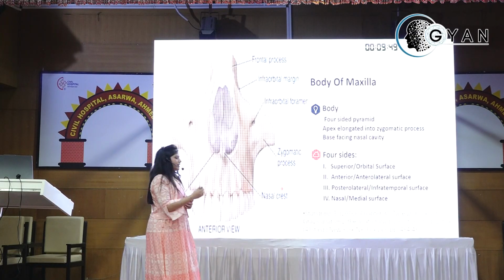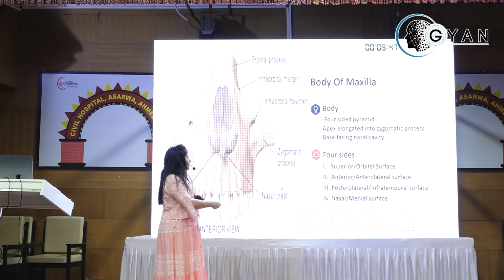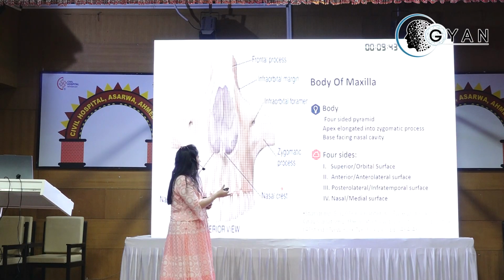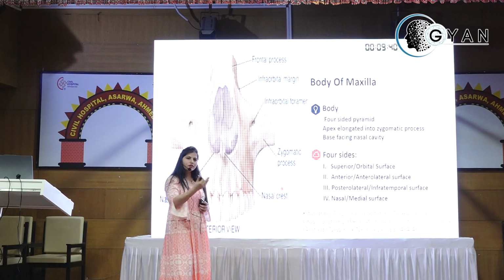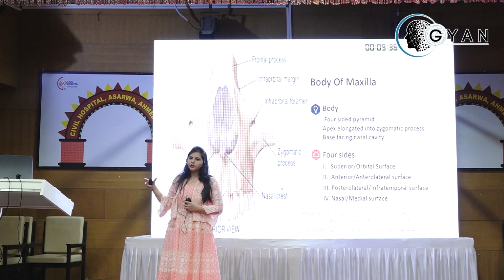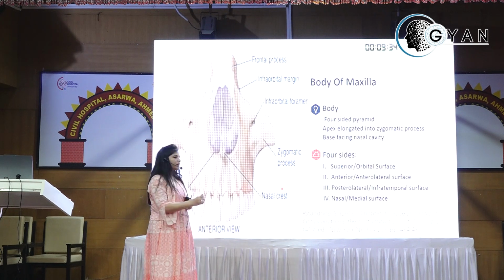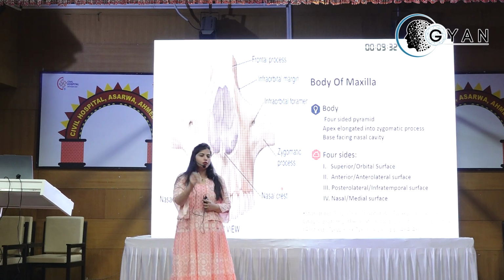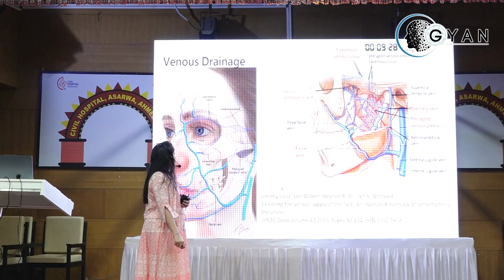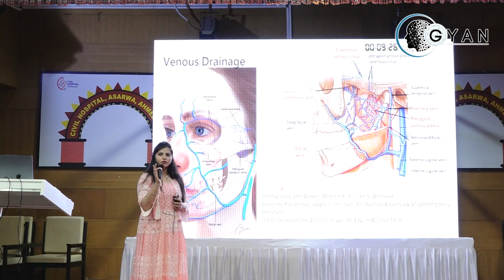So this we have seen, and these surfaces contribute to these structures. So the superior surface of the maxilla contributes to the orbital part or the orbital surface. The anterior becomes the anterolateral aspect of your sinus. Your posterior aspect becomes the infratemporal aspect of your sinus, and your nasal becomes the medial aspect, forms the lateral wall of your nose. We all know the blood supply, your venous supply and nerve supply.